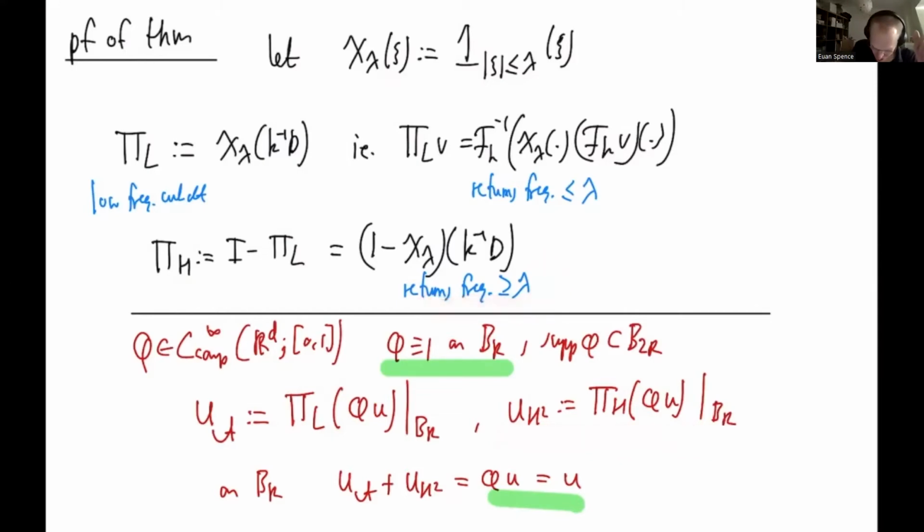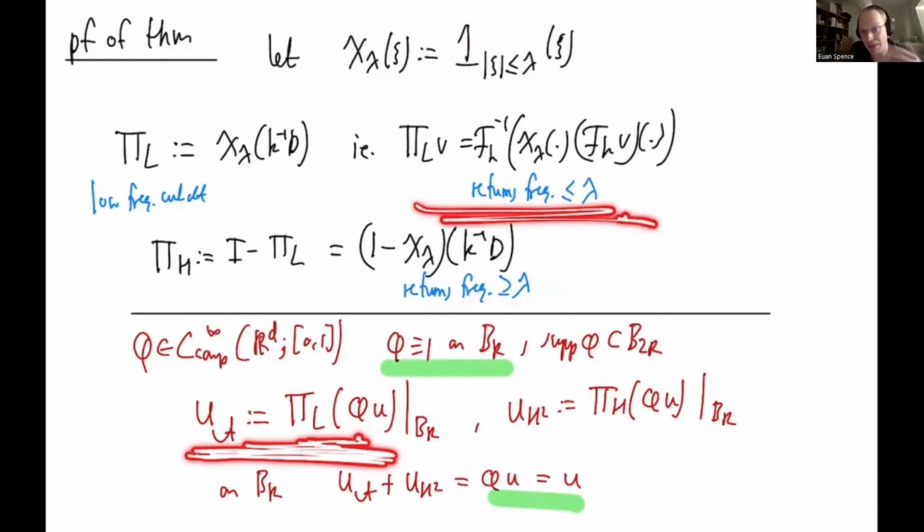And then UA is going to be the low frequency cutoff applied to phi U. So this is the frequencies less than or equal to lambda in the scaled variable, where if you converted it back to your regular Fourier transform, it will be less than or equal to lambda times k.